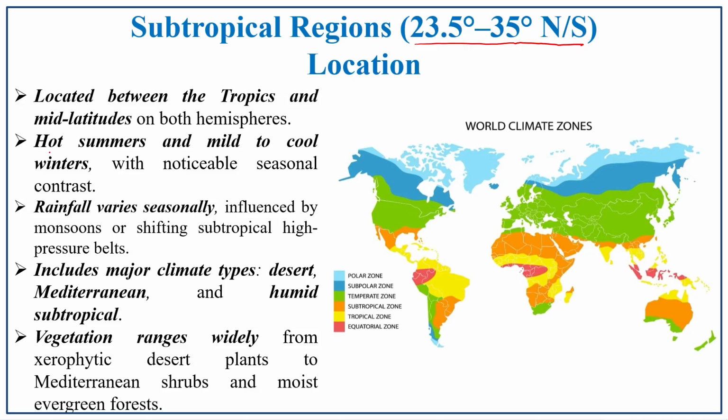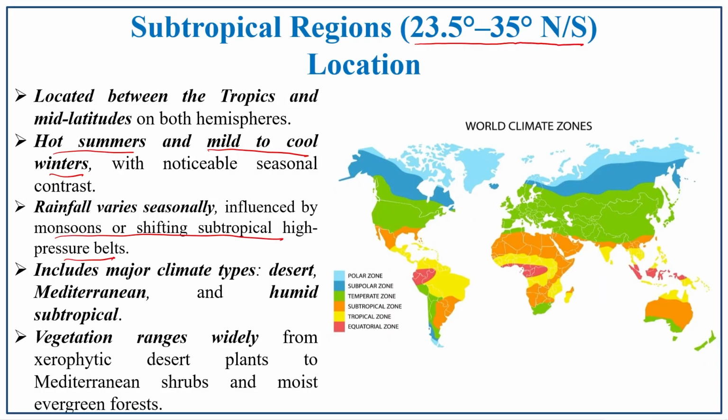It has hot summers and mild to cold winters. This is the characteristic of this particular latitude, with a notable seasonal contrast in the subtropical region. The rain varies seasonally, influenced by monsoons or the shifting subtropical high pressure belt. So, this is the catch here: this region has which seasonal rainfall? That is monsoon or shifting subtropical high pressure belt rainfall. And it includes major climatic types such as desert, Mediterranean and humid subtropical climate types.